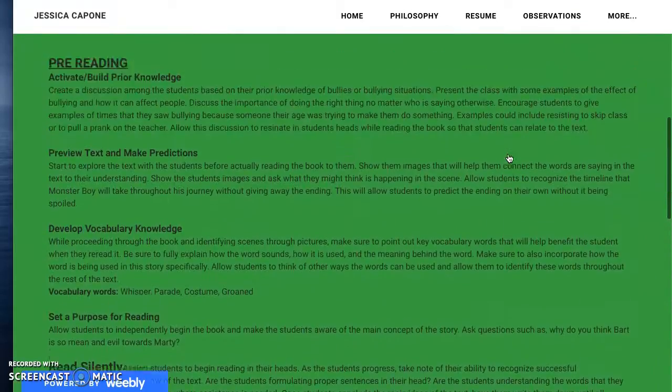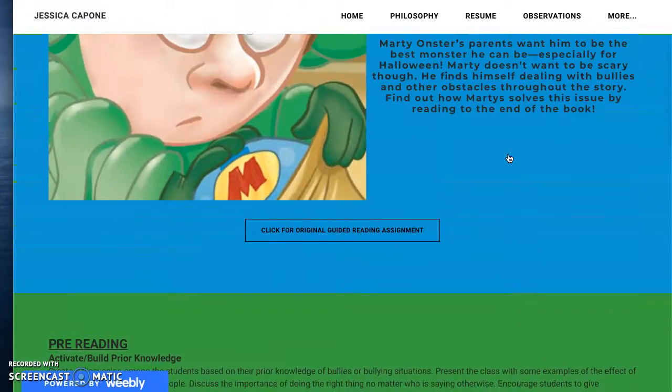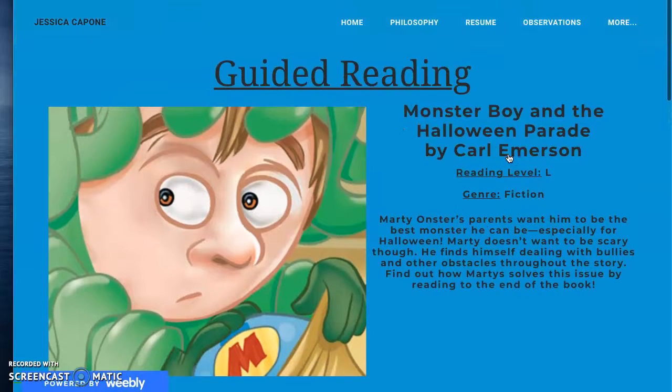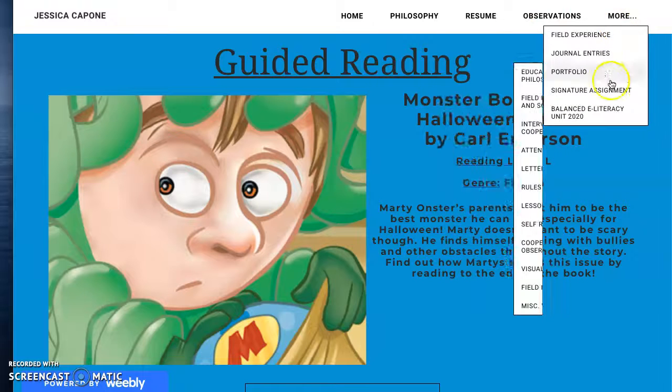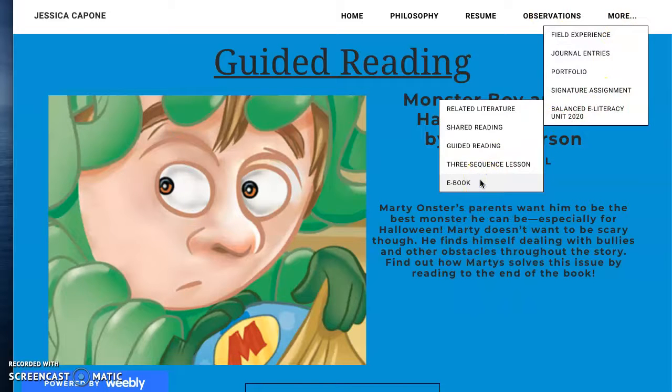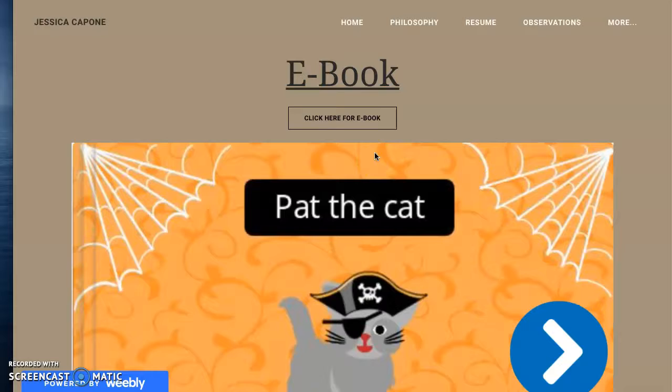In the writing component, students will engage in researching different bullying guidelines and programs that are implemented in school based off of the Monster Boy book. Students will then come up with a visual representation, such as a poster or PowerPoint, explaining the effects of bullying. This is just another example of how the broad theme of Halloween can provide a multitude of different lessons to students throughout their reading. And lastly, the last part of the e-tool for writing is my ebook.